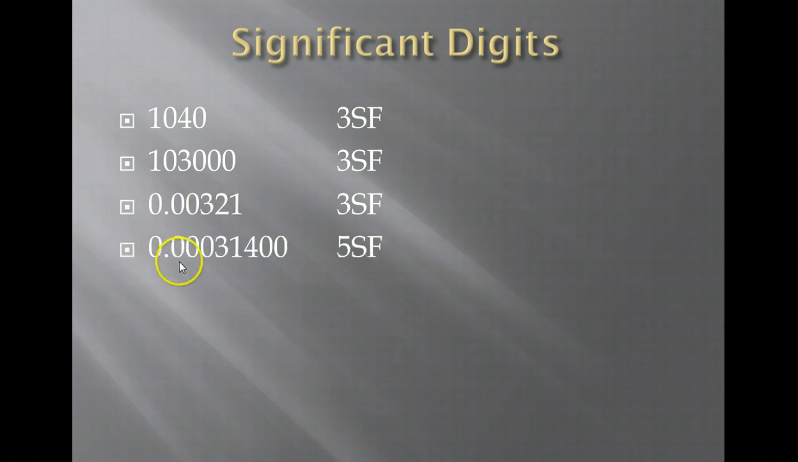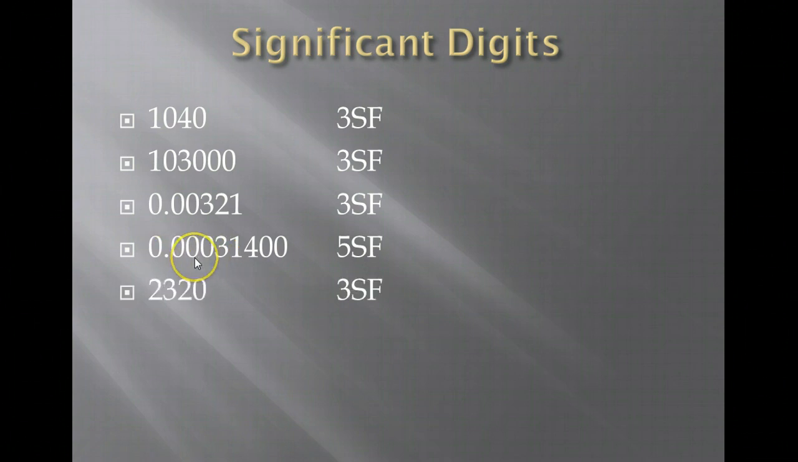In this number here, again, we don't count the zeros in front. And instead, we have 5 significant digits. We have a decimal present, so we're going to count the zeros at the end. So we have a 3, 1, 4, 0, 0. None of the zeros at the beginning are considered significant because we never count zeros at the beginning of a number.